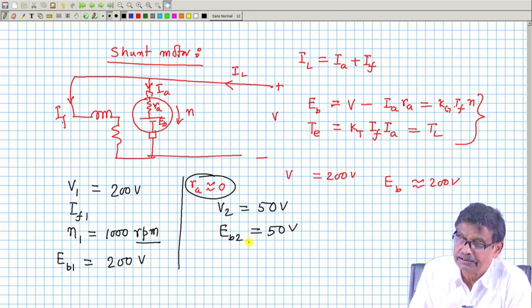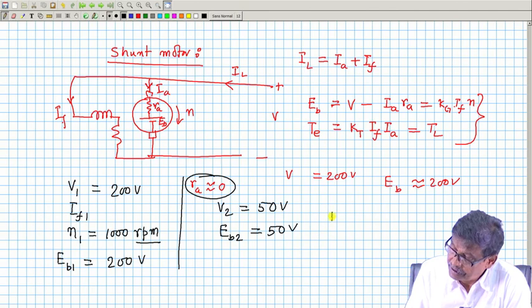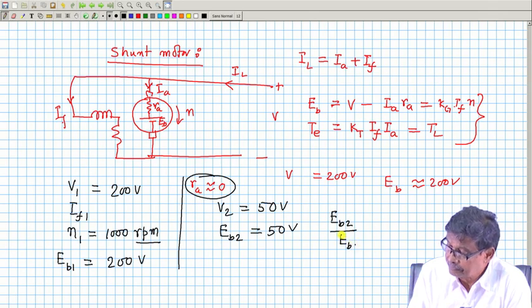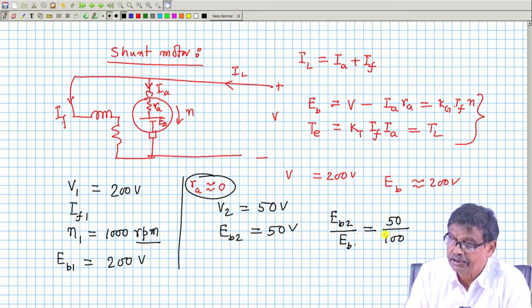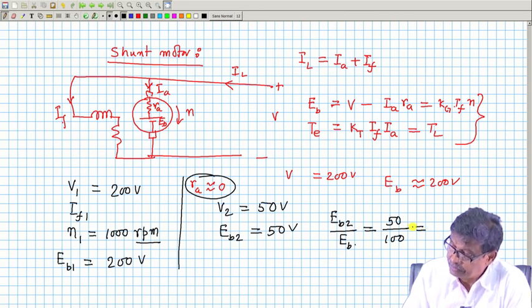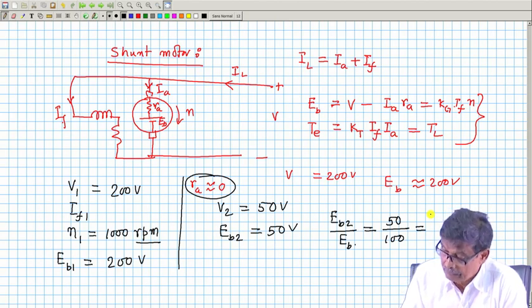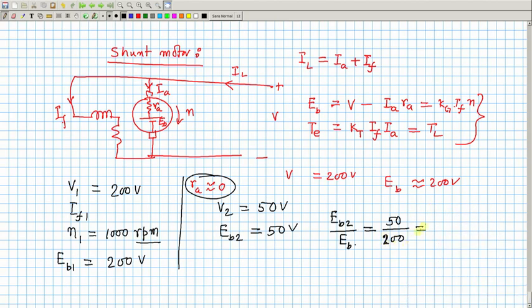I have reduced the voltage by this amount. Therefore, E B 2 by E B 1 will be equal to 50 by 200, and this is equal to k g into I F 2 into N 2 by k g into I F 1 into N 1. This will be the thing.